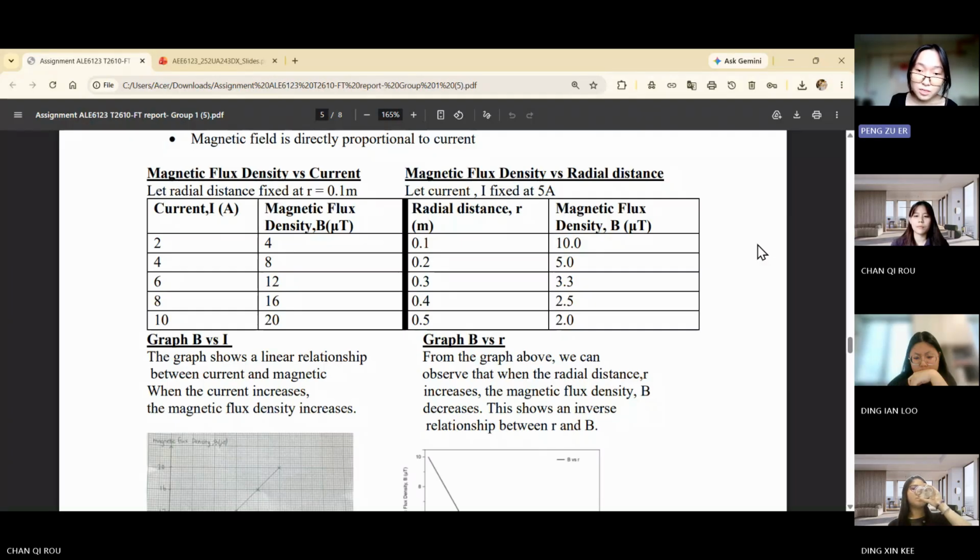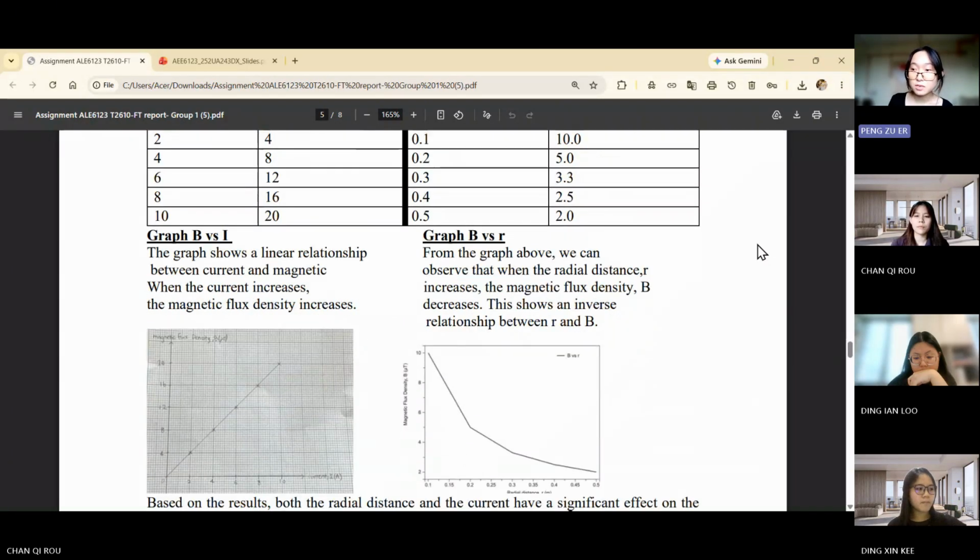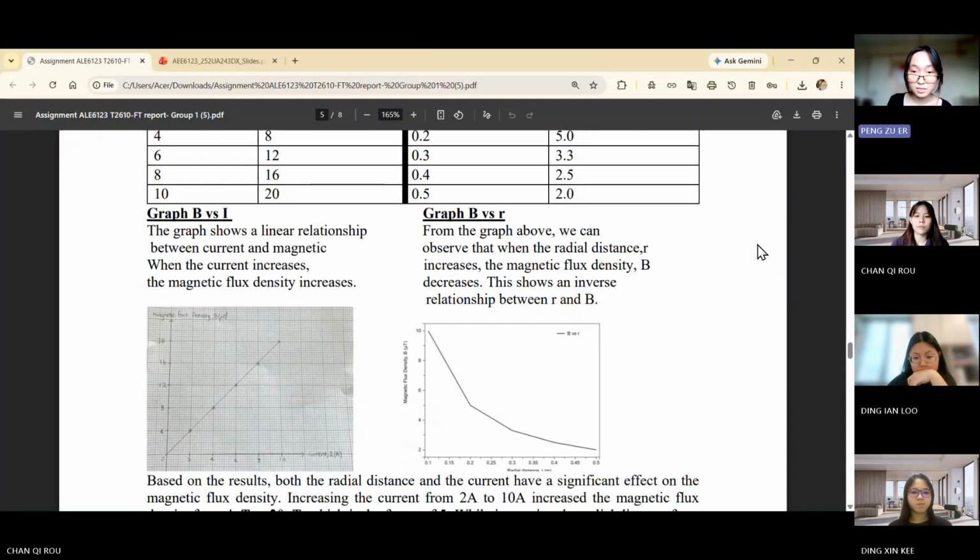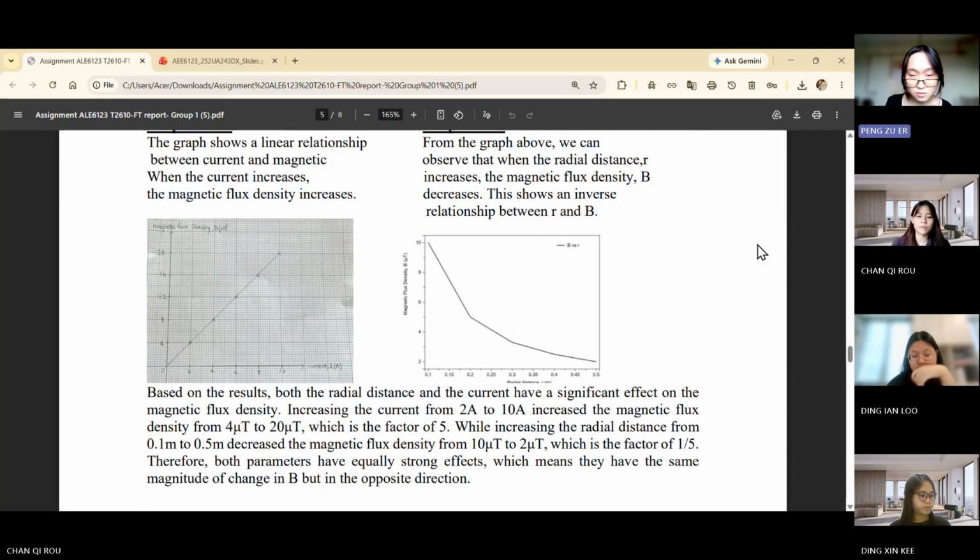So both radial distance and current have a significant effect on the magnetic flux density. They affect the magnetic flux density by a factor of 1/5 and 5. So we can conclude that they have an equally strong effect on the magnitude of change in magnetic flux density, but in opposite directions. Now I will pass to Yan Lu.